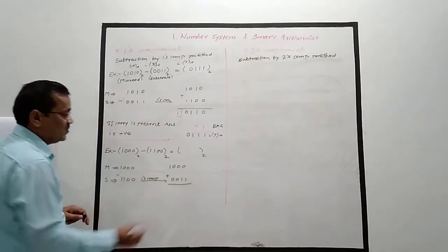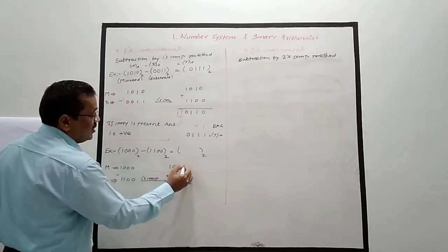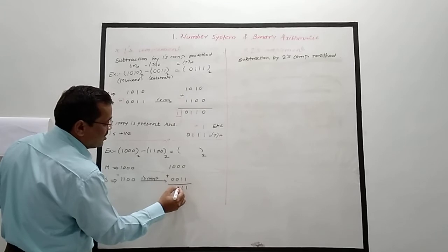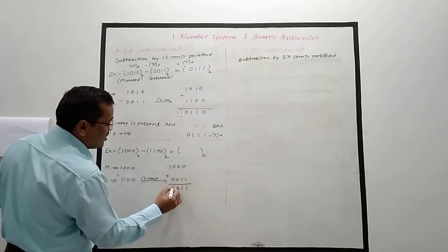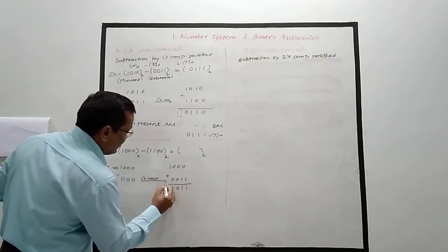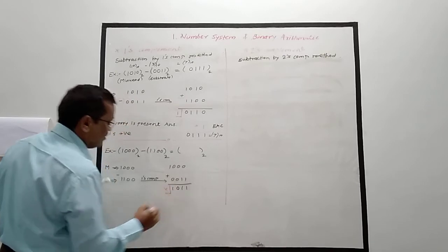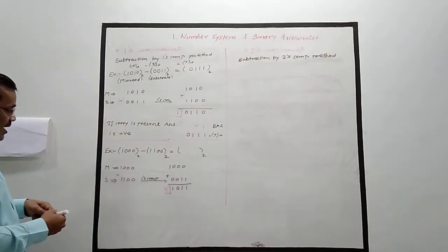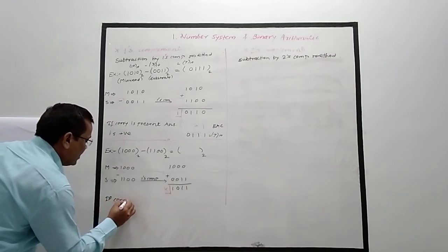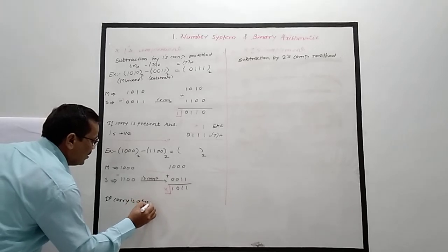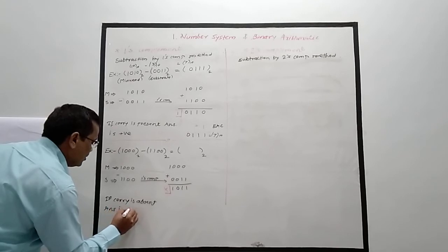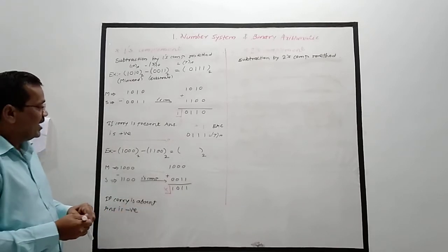Now addition. 0 plus 1, it is 1. 0 plus 1, it is 1. 0 plus 0, it is 0. And 1 plus 0, it is 1. Now in this case, here carry is not present. Carry is absent in this case. Hence, if carry is absent, answer is negative. Answer is negative.